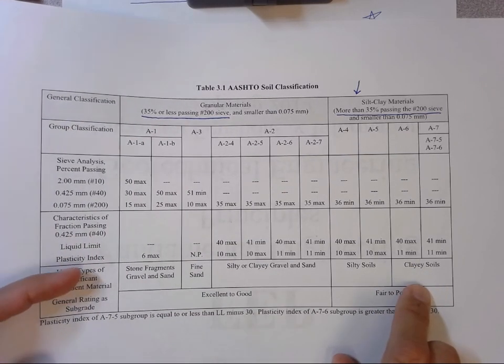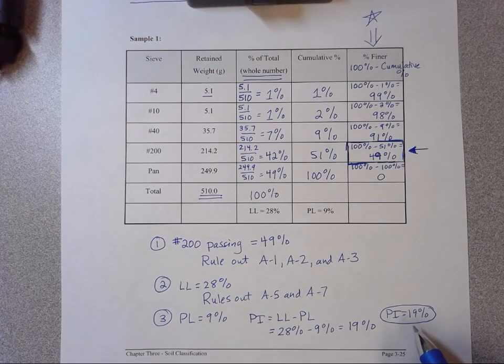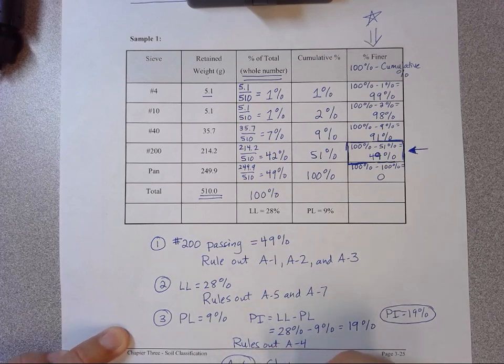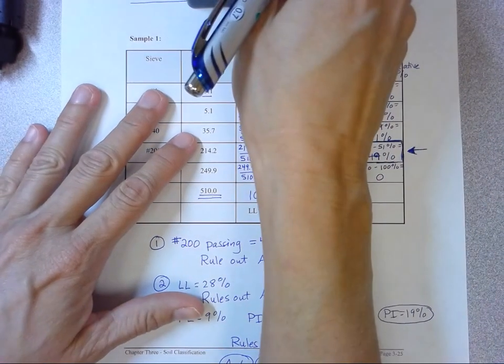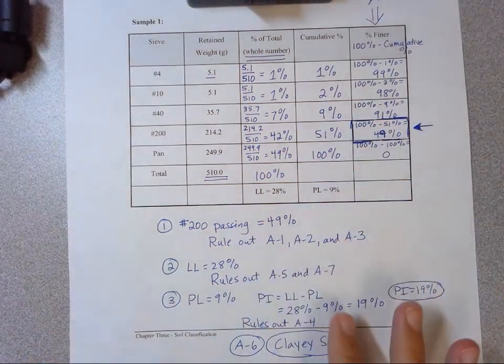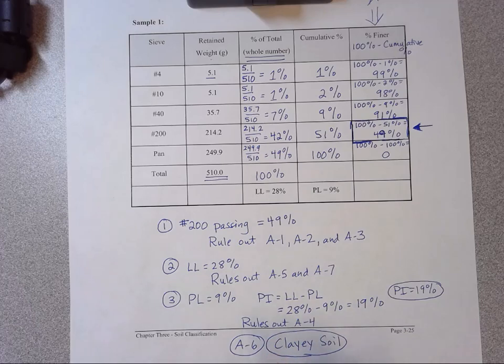So A6 clay soil. Because my PI is 19%, that rules out A4, which leaves me with A6, and like I said, clay soil, which I just read off of that chart. I'll slide that up so you can see all of that. So for completeness, that's the type of answer I'll be looking for in the final exam, and it's good practice to do your work like this on the test.